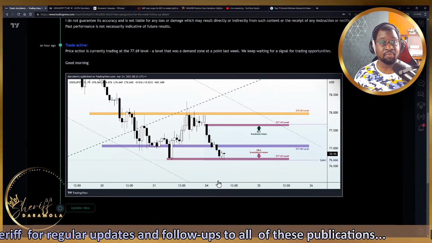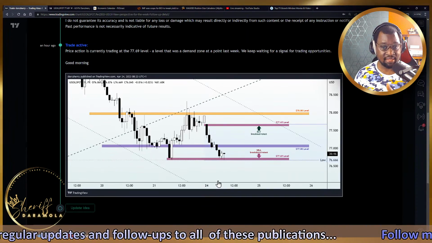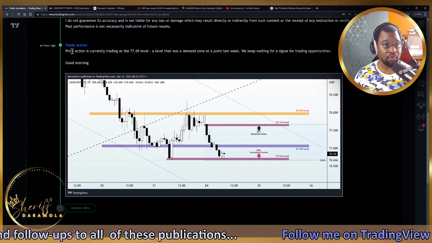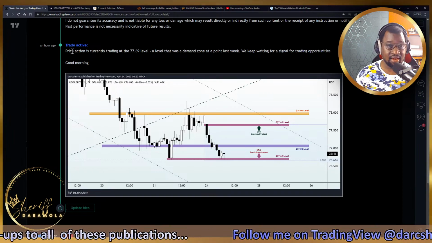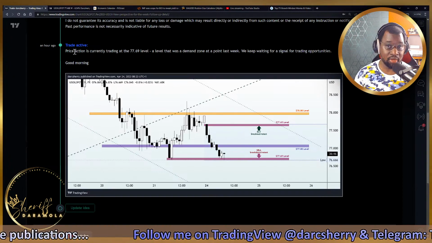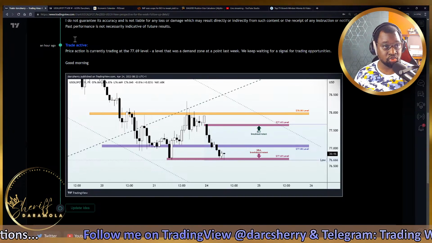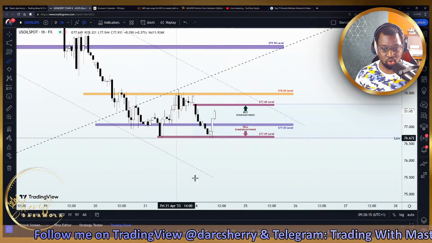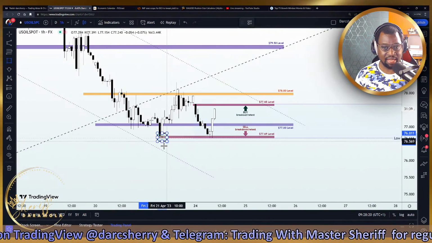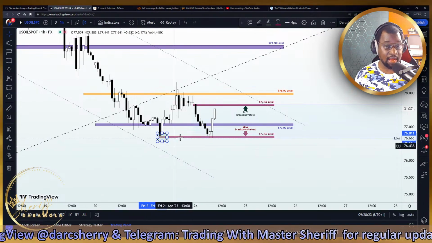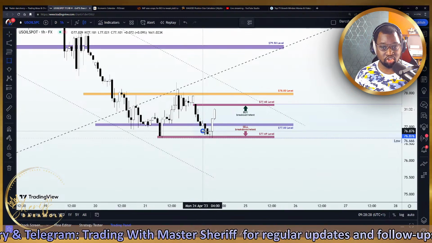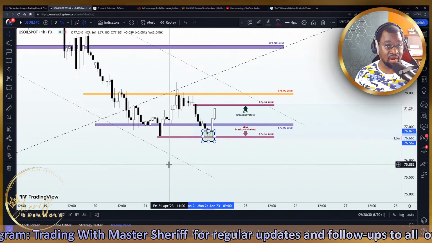So this was my first commentary as at this morning, and we had this simple setup identified. I said here that price action is currently trading at the $77.69 level, a level that was a demand zone at a point last week. We keep waiting for a signal for trading opportunities. Now, if you look at this old structure here, you will see that on Friday last week that level also was a buying niche for participants in this market. And as soon as price got into the structure a couple of hours ago, we began to see buy pressure.